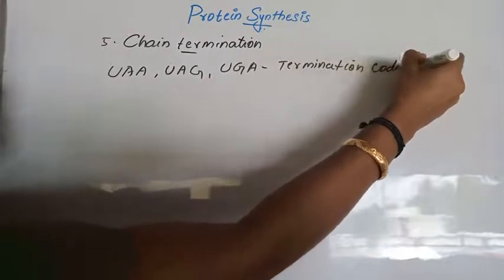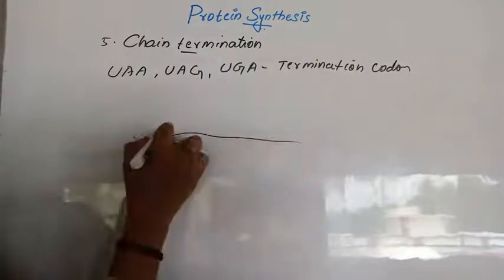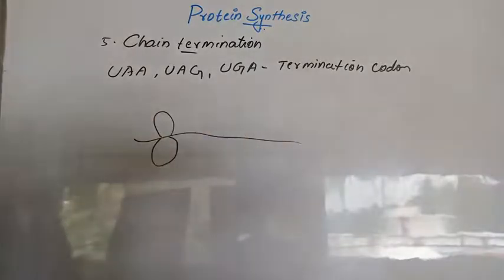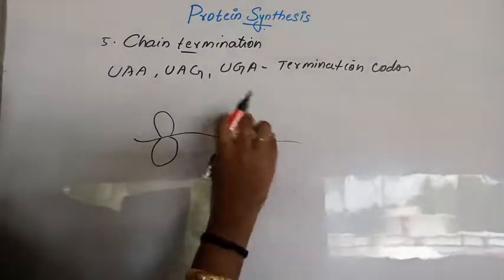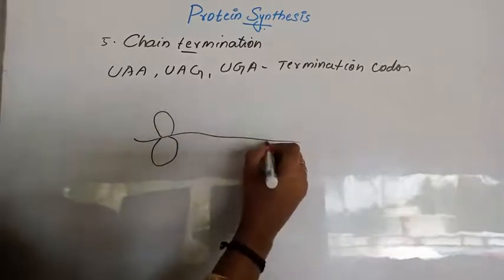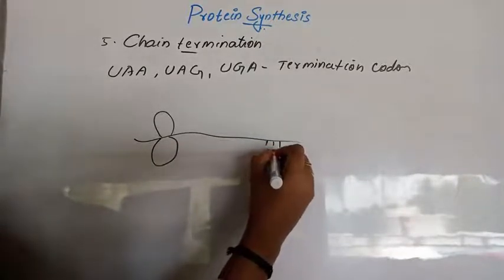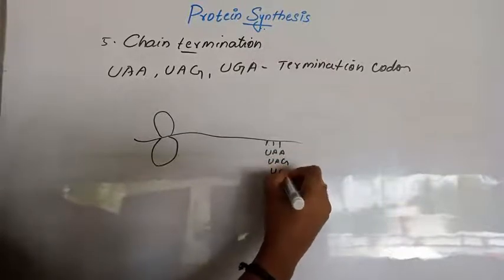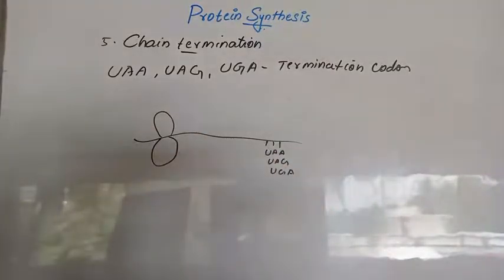The ribosomes are sliding through the mRNA. Suppose during the sliding, suddenly the ribosome sees the codon UAA or UAG or UGA, any one of these codons, the process will stop. So when any nonsense codon is available at the A site of the ribosome, then the polypeptide chain terminates.